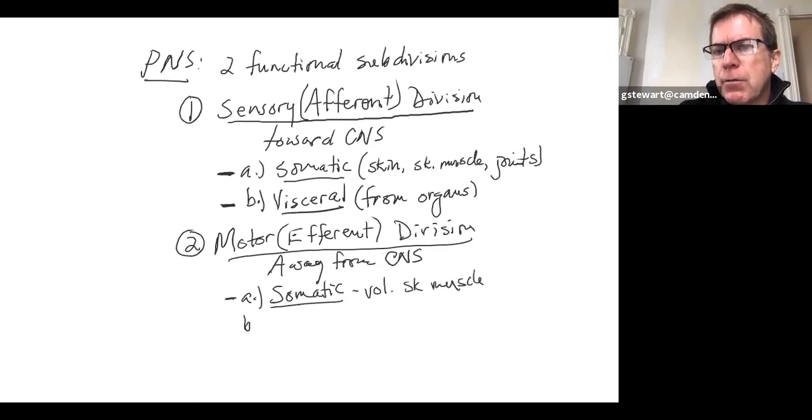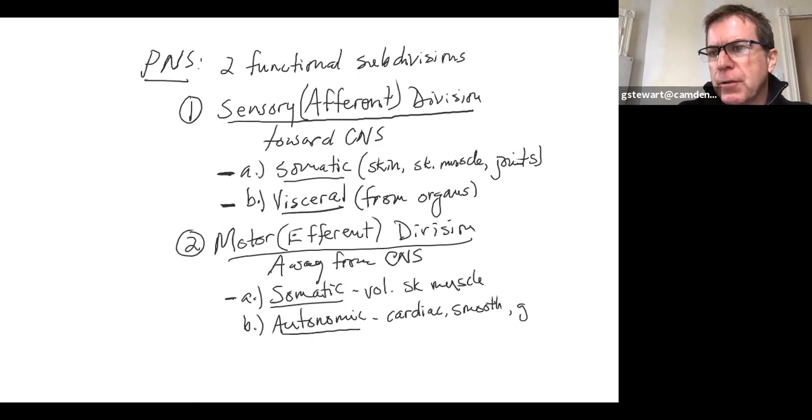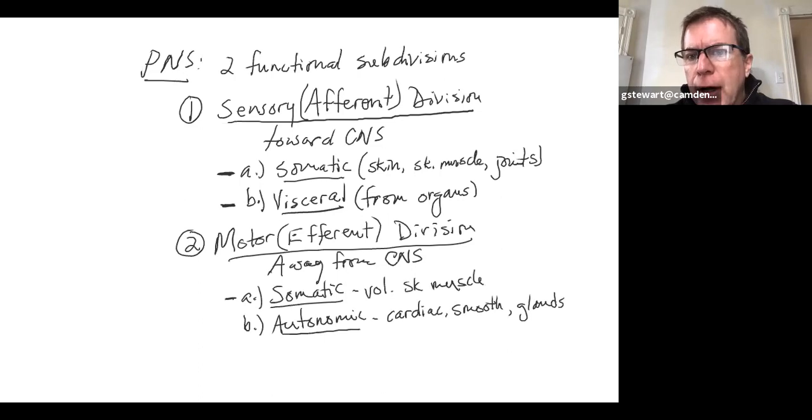And then the autonomic subdivision of the motor efferent, I'm going to write cardiac, smooth. That's cardiac muscle and smooth muscle and glands. We don't have conscious control over this one. It just seems to happen without us having to think about it.